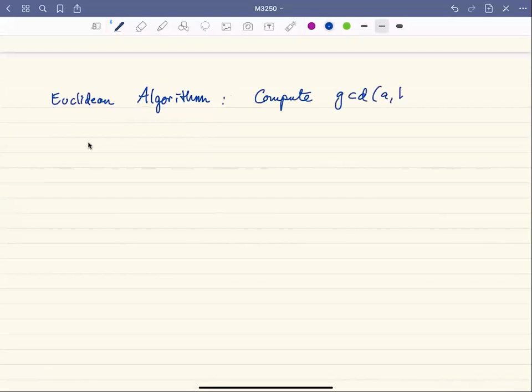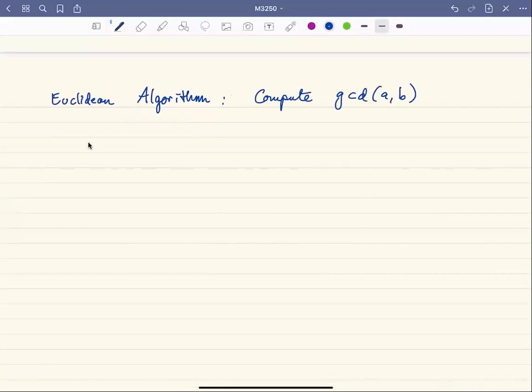In this video, what I want to do is describe an algorithm for computing the greatest common divisor between two numbers. This is an algorithm due to Euclid, so it is called the Euclidean algorithm or Euclid's algorithm. It is a very quick, efficient way of computing the greatest common divisor of two integers, given the two integers.